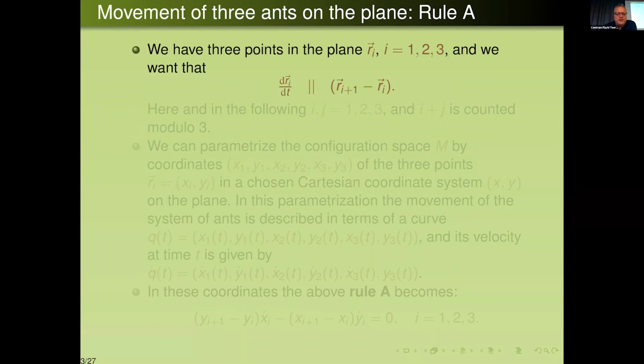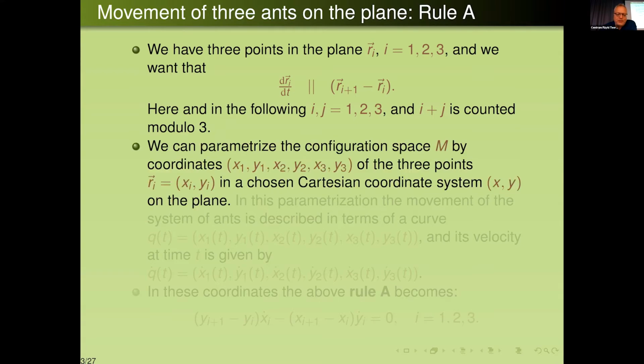What this rule says is the following. If I consider the positions of the 3 ants on the plane, and I enumerate them by vectors on the plane R_i, where i goes from 1 to 3, then I want the velocity of the i-th ant to be parallel to the line defined by the next ant and the actual present ant. Here i and j go from 1 to 3, and I will be counting i plus j modulo 3.